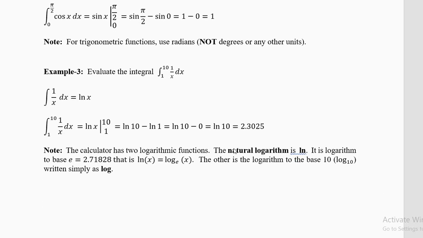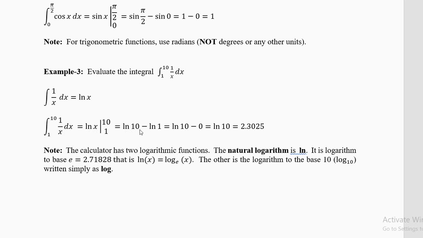You will not find them in most of the books, but you will find them in your calculators. Example 3. Evaluate the integral from 1 to 10 of 1 over x dx. The small f is 1 over x. Now when you integrate 1 over x, it is ln x. See, first we are going to integrate, then we are going to put the limits. Now 1 over x is logarithm natural x going from 1 to 10.